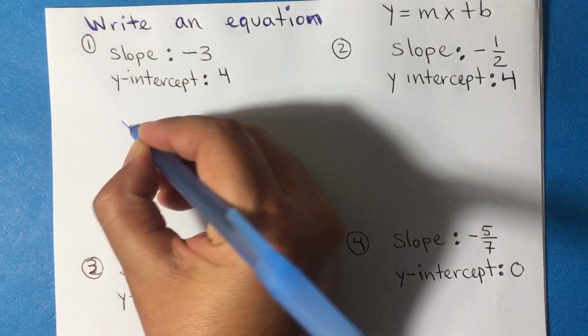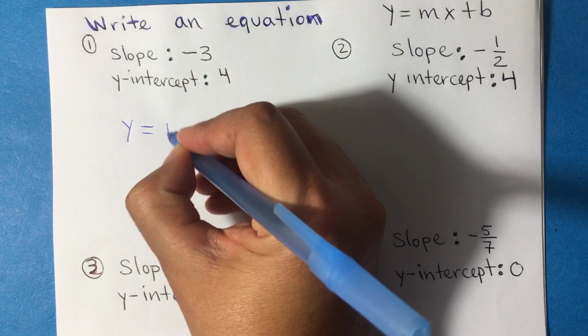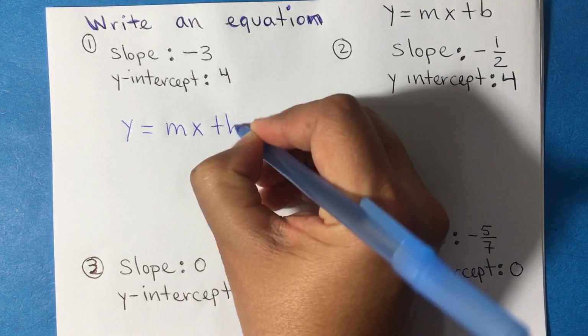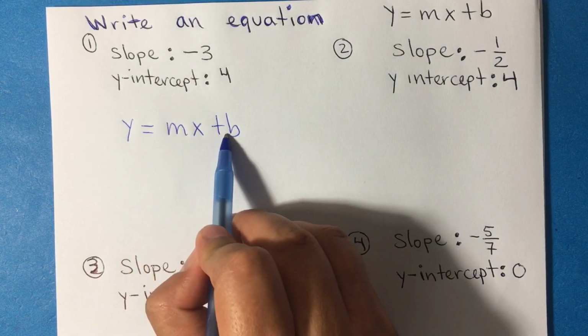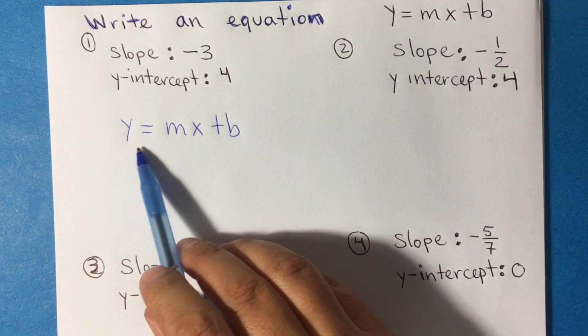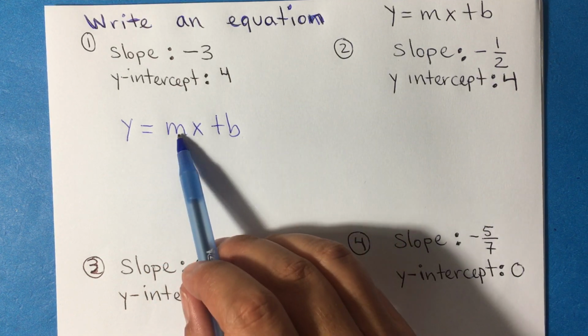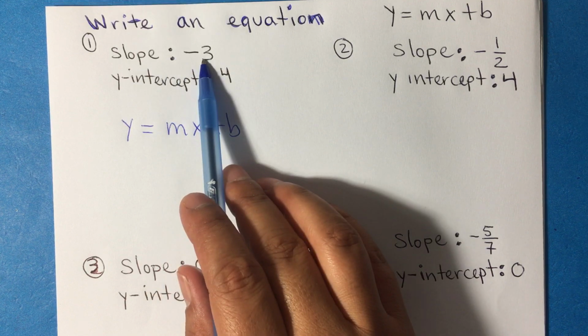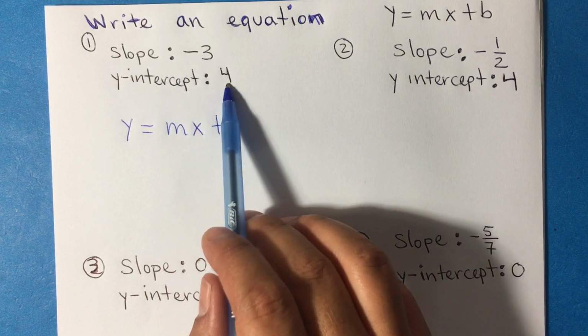I just do kind of like a little rap. Y equals mx plus b. M is the slope, and b is the y-intercept.